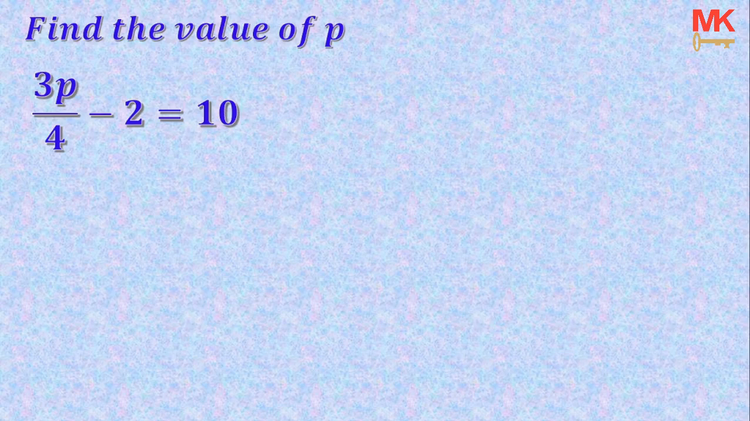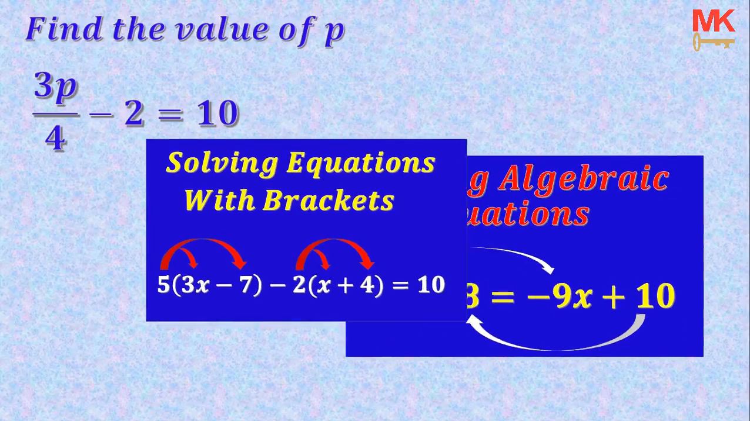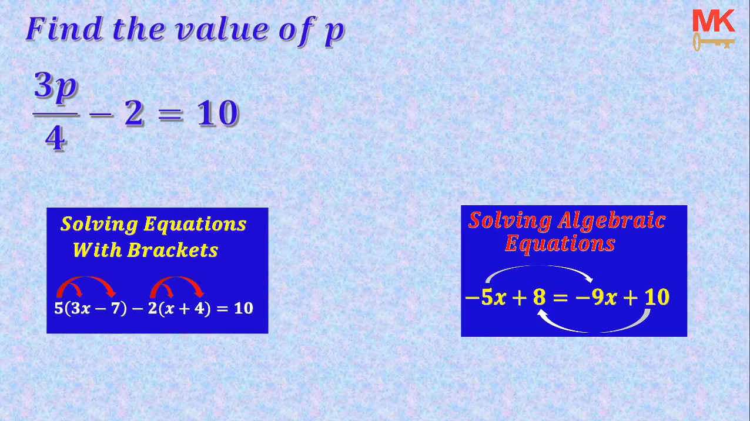Let's look at this equation. Find the value of p in the equation 3p over 4 take away 2 equals 10. Looking at this equation, you will see that the negative 2 and the 10 are like terms. In our last video on solving algebraic equations with bracket or without bracket, we said that the like terms will be put together, that is, we collect the like terms.